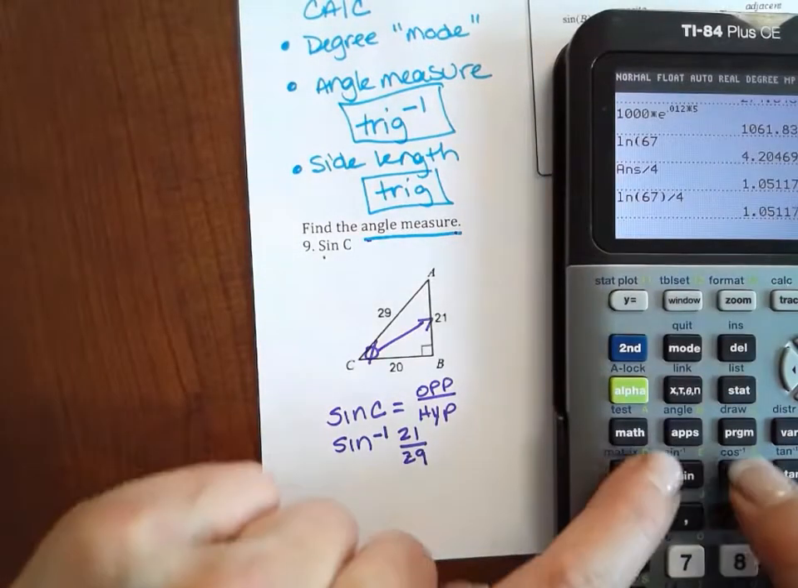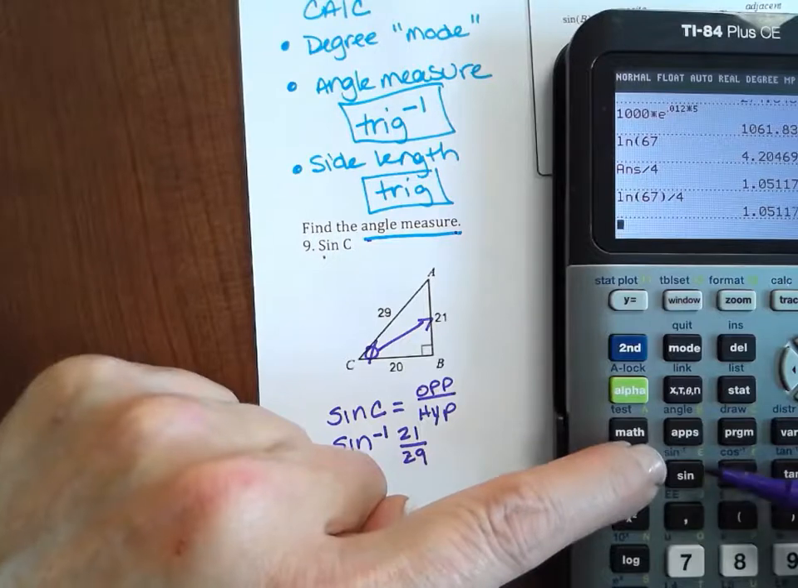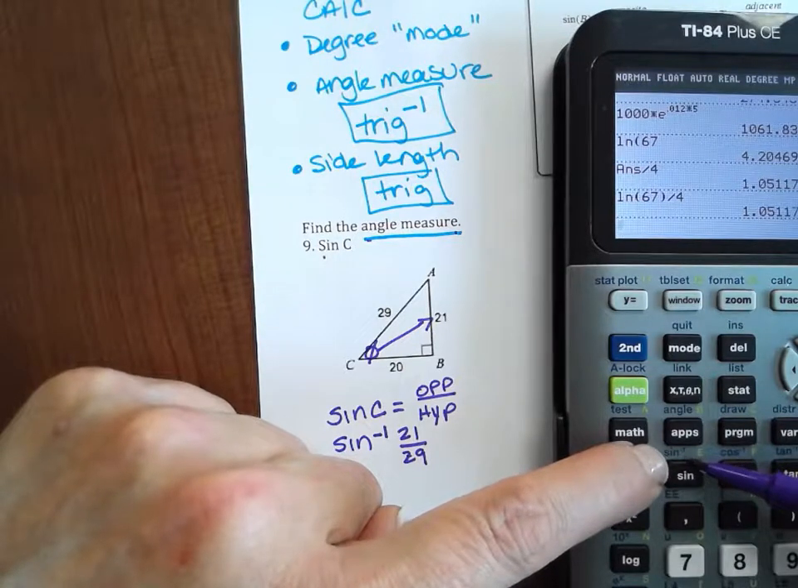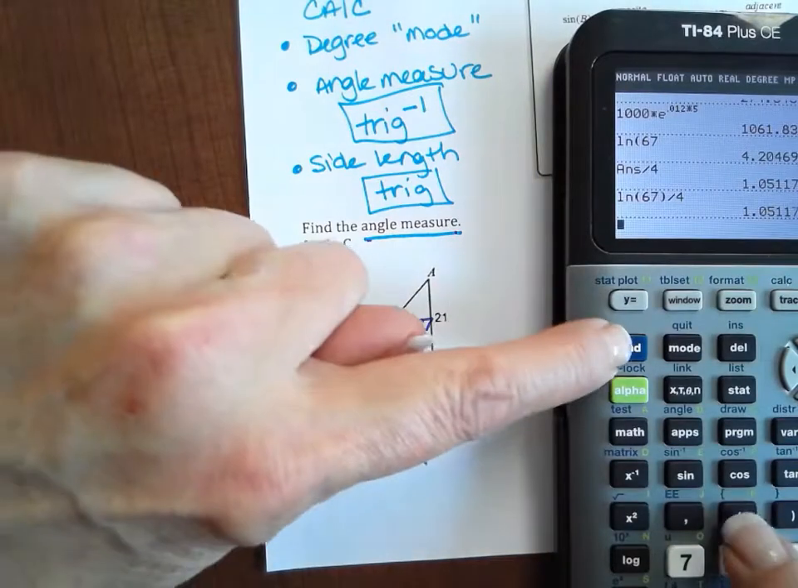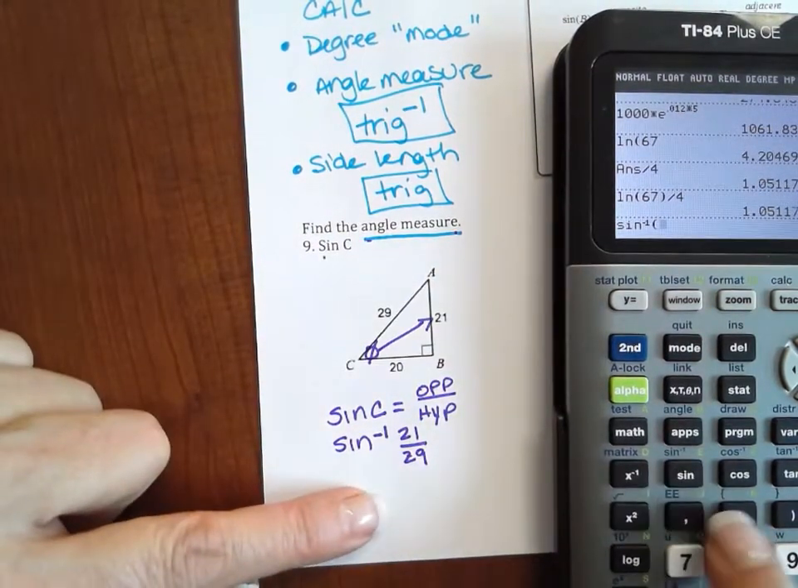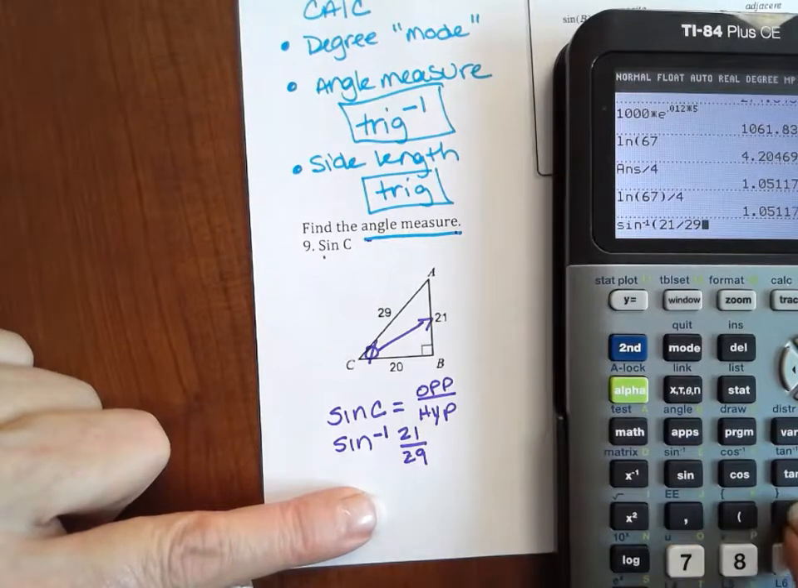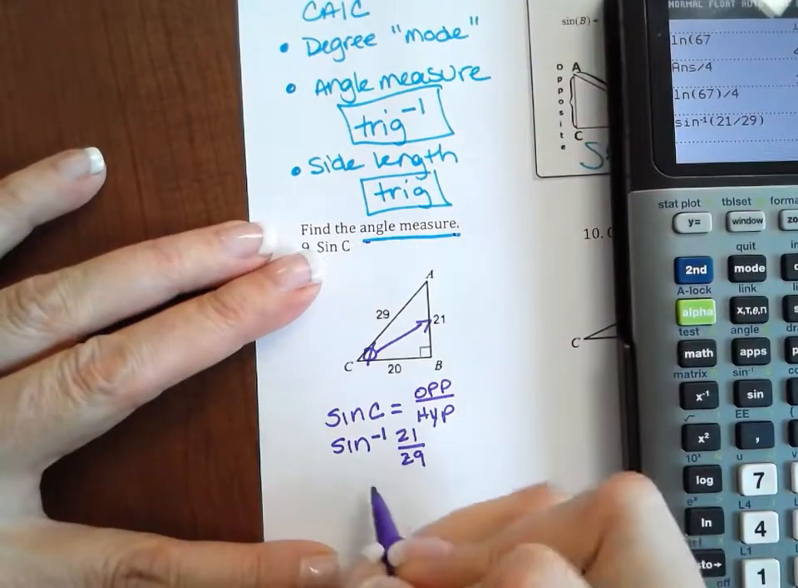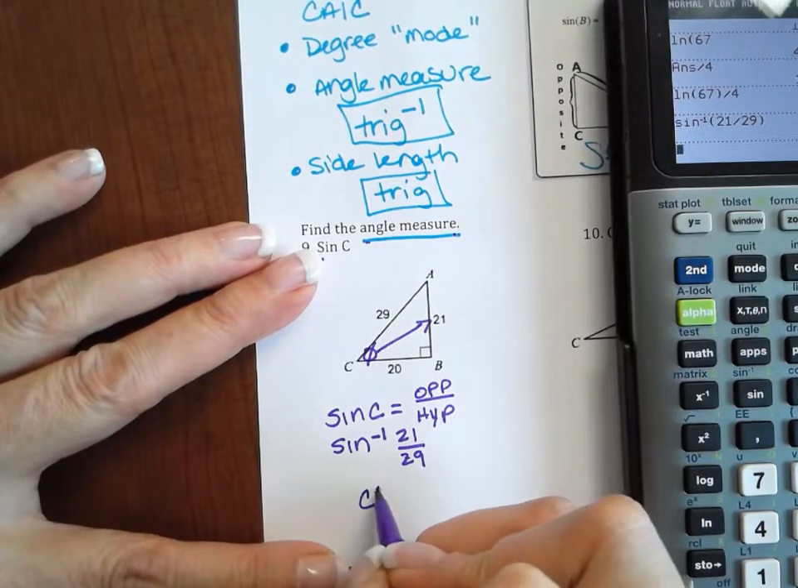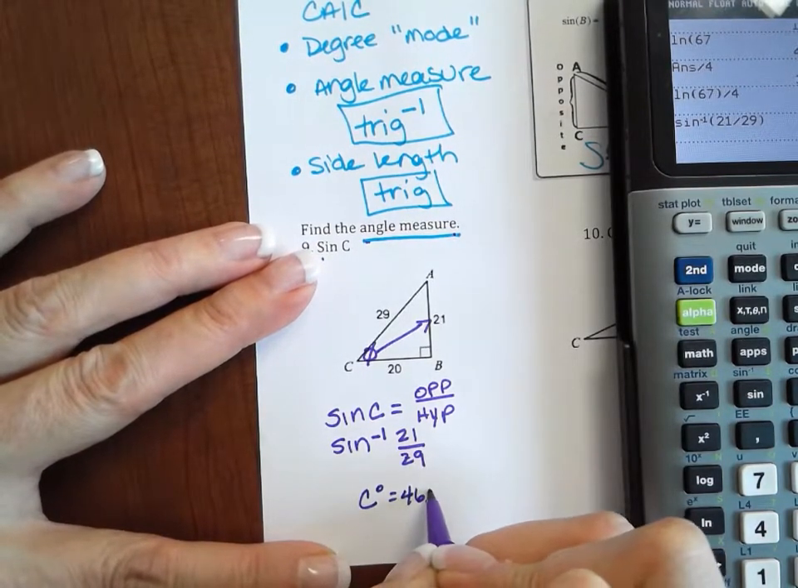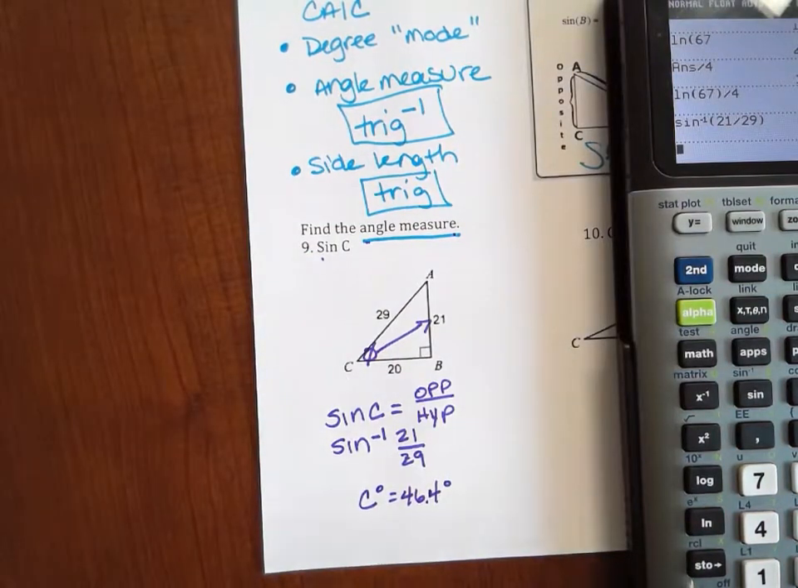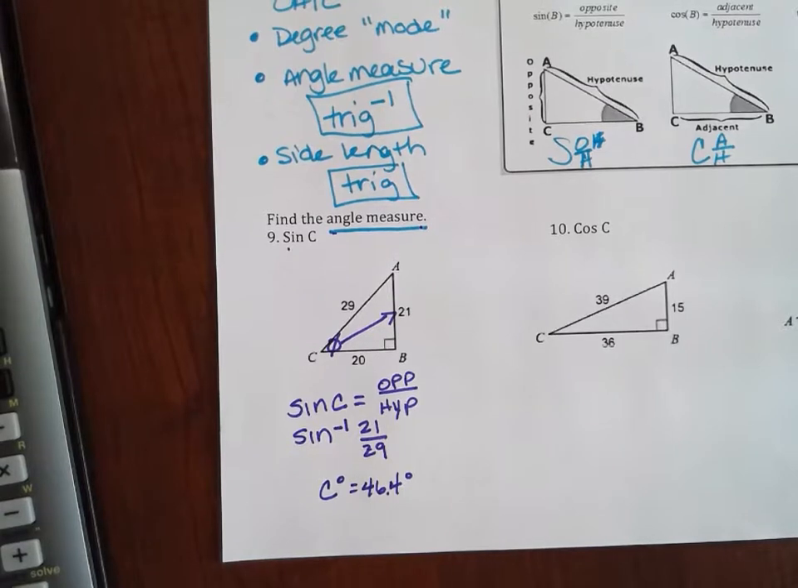To get to my inverse, see how above the sine button there's a little sine -1? That's the one you use. So second sine of 21 divided by 29, and I have that C is equal to 40 degrees. Are you remembering these? Is it coming back in a gentle, pleasant, I love trig way? I like trig too. I love trig.